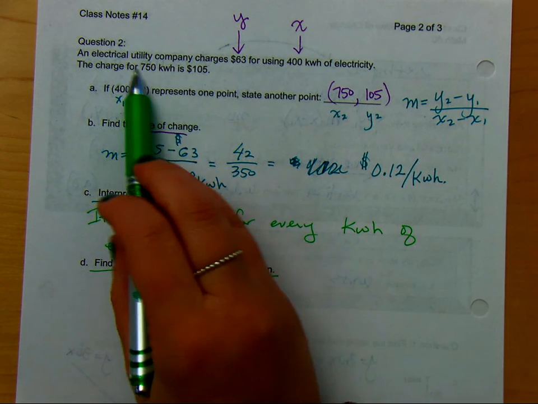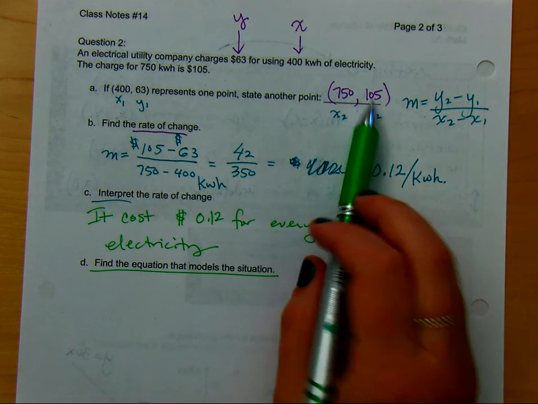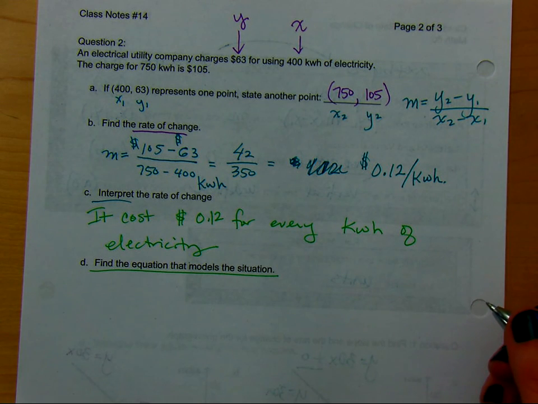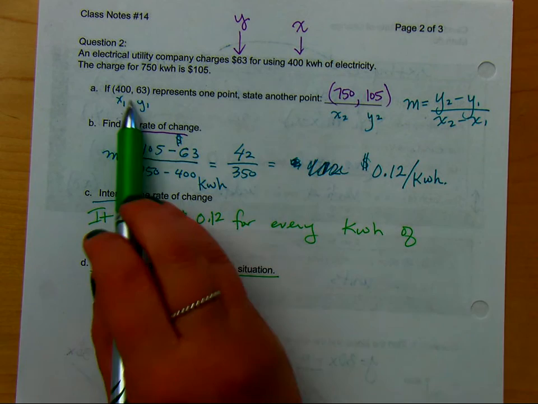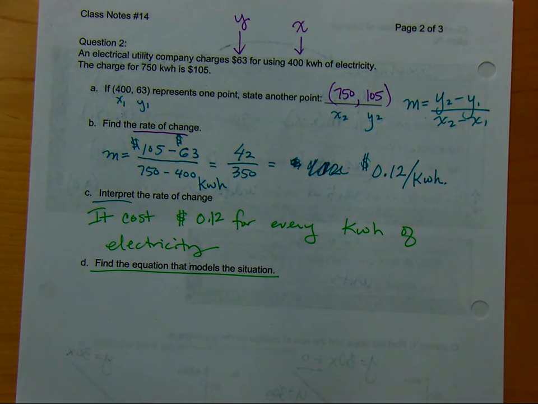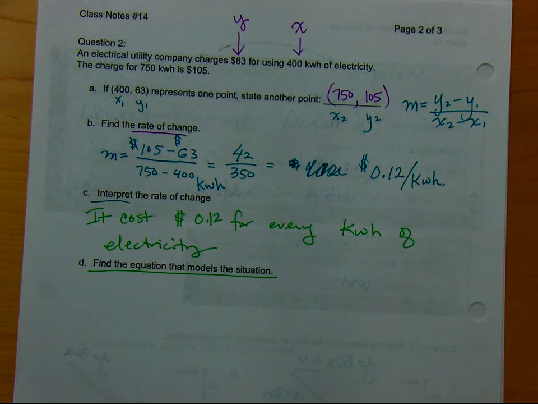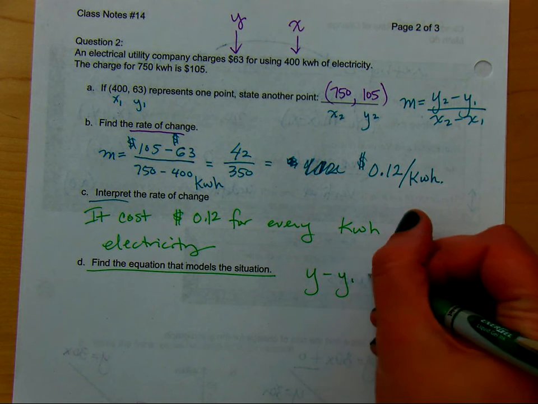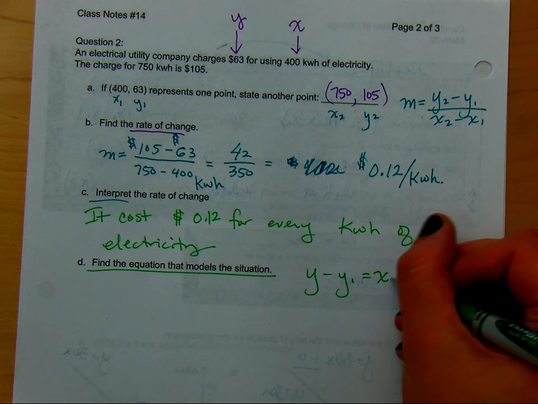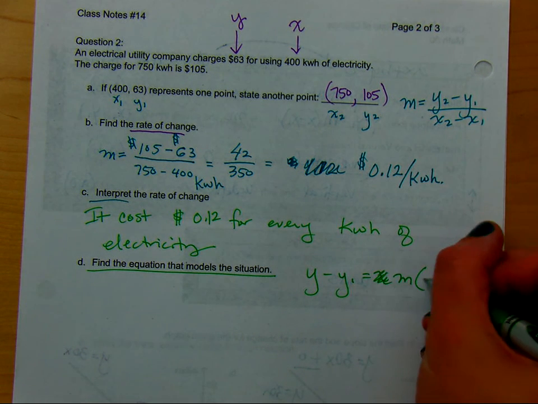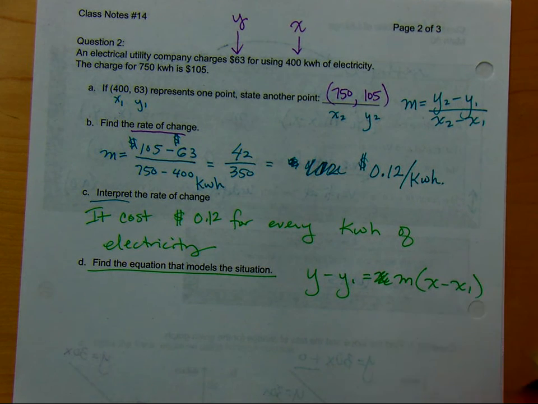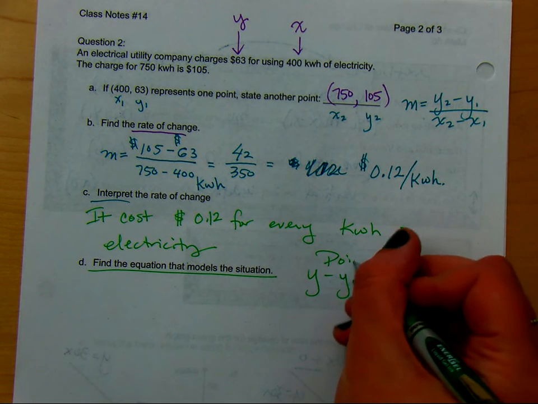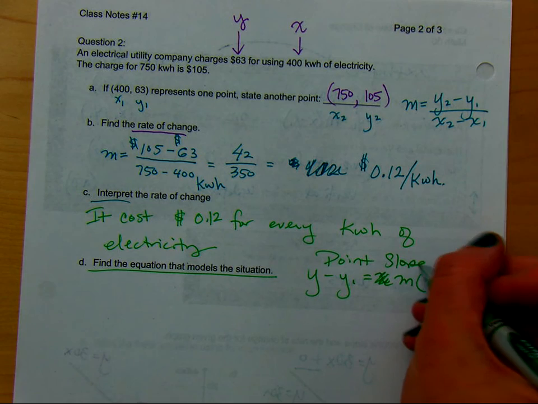Since I don't have the y-intercept, I should use the point slope form. Why are neither one of these points the y-intercept? Because neither one of them start with 0. So let's use point slope form. y minus y1 equals m times x minus x1. So we call this the point slope form.